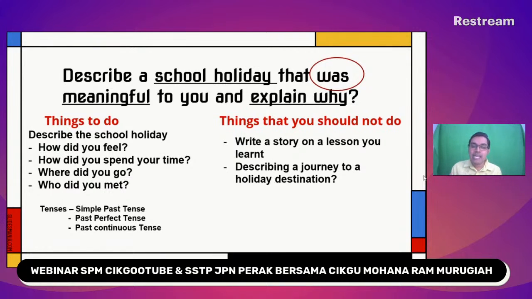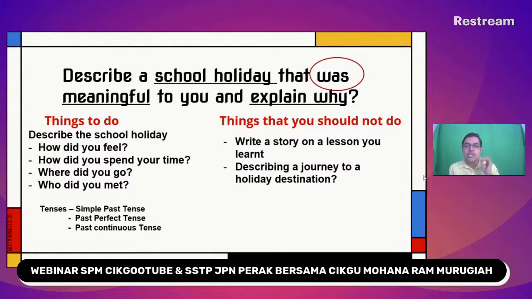So you can also add in the idea, who did you go for your holidays with? Who did you meet, not who did you met. There's a typo there. Who did you meet? And then you can also add in, who did you go on holiday with? Now these are the things that you can explain.